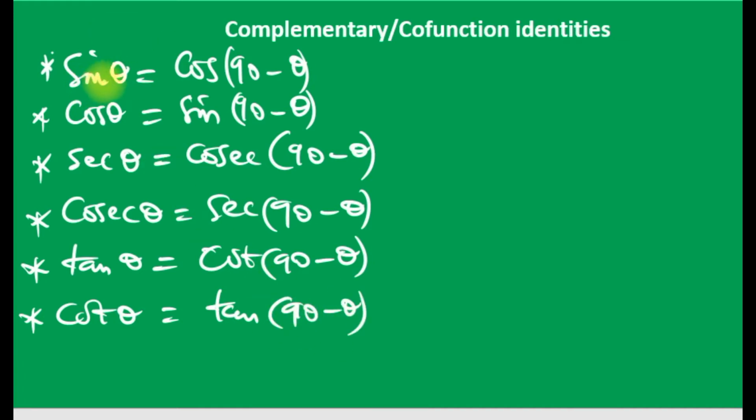Looking at this, you notice something. Cosine means complement of sine, that is 90. Sine theta, cosine. Cos, sine. These ones are sec, cosec. Tan, cotan. So that's how you remember. So we have 6 of them.